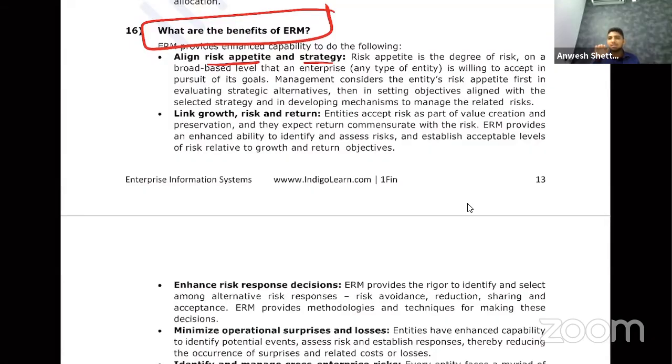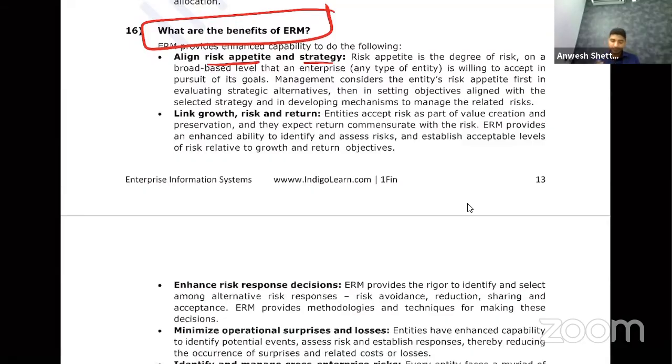He says, I want constant return. Okay, so that is the expectation. That is a strategy. Then your suggestion should be such that the risk appetite and his strategy match each other. So he wants a return, but a low risk return. With risk management, you can do this. Next is link growth, risk and return. The same point: you can link growth with the risk and return.